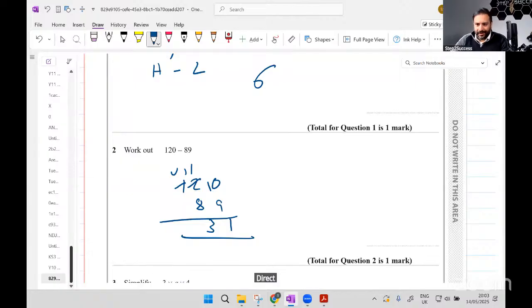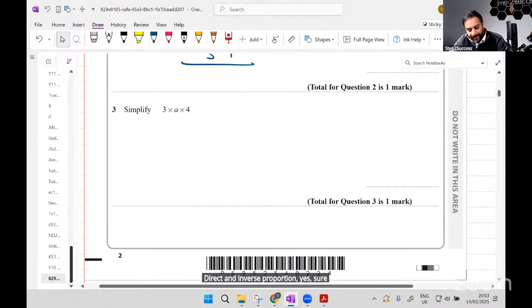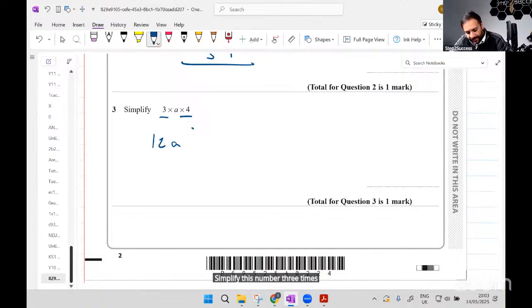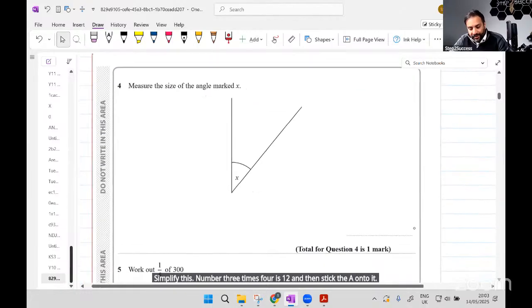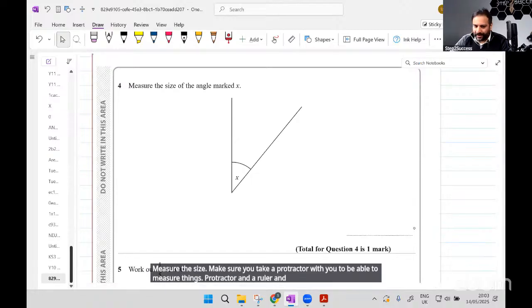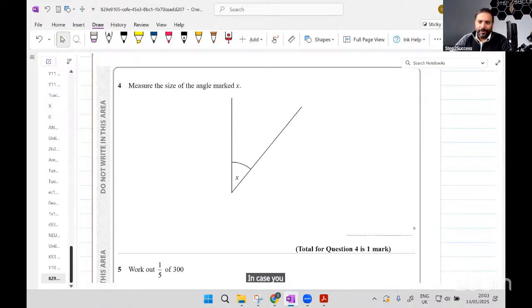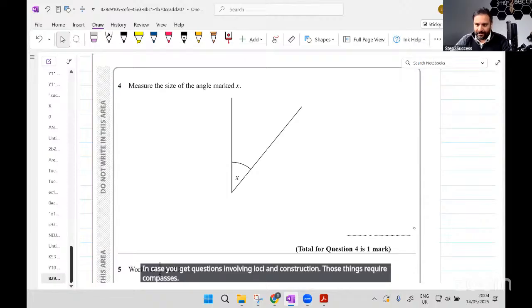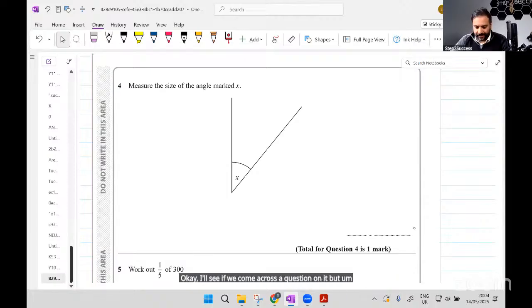Direct and inverse proportion. Yes, sure. It might even come up here. Simplify this. 3 times 4 is 12, and then stick the A onto it. Measure the size. Make sure you take a protractor with you to be able to measure things. A protractor and a ruler and a compass, in case you get questions involving loci and construction. Those things require compasses. Okay, I'll see if we come across a question on it.